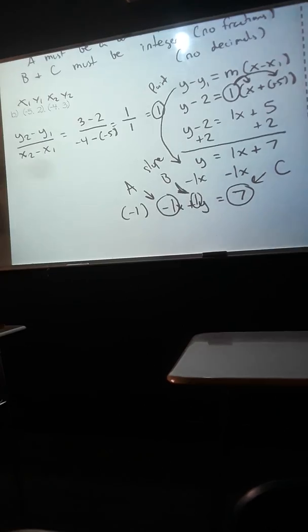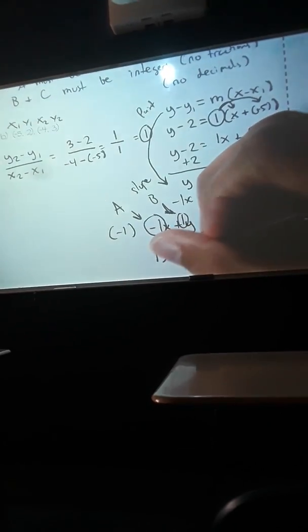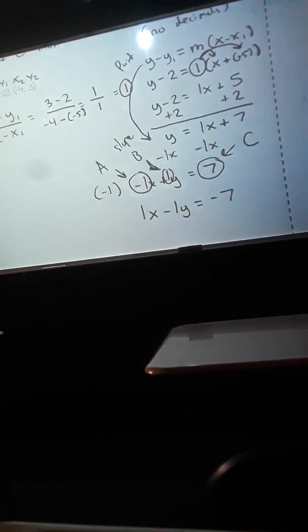So instead of it, we have negative 1 times negative 1, which is going to be positive 1x. We have negative 1 times positive 1, which is going to be negative 1y. And we have negative 1 times positive 7, which is going to be negative 7. Okay? This is what we want. This is standard.